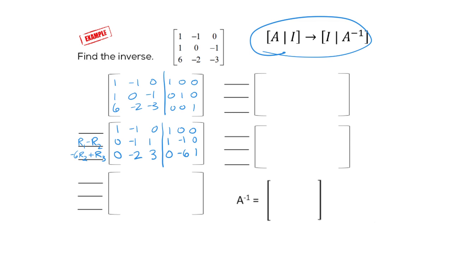I'm working on the second column now, and I want the top and the bottom to be zeros. So that means I want this and this to be zeros. So I'm going to have a rule here and here. I'm not going to have a rule in row 2. I'm not going to change anything in row 2.